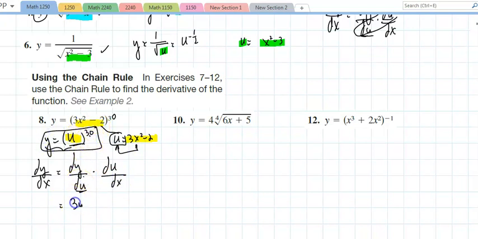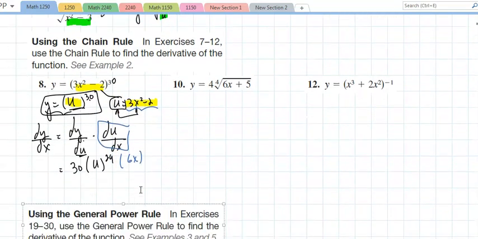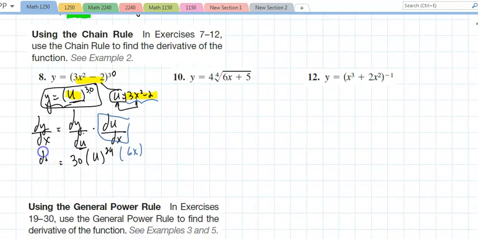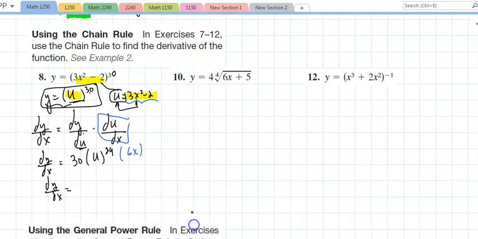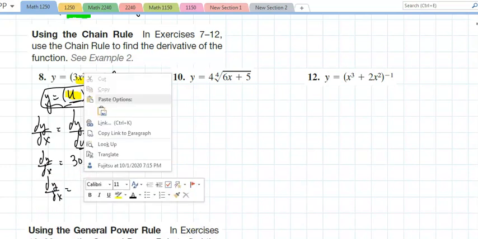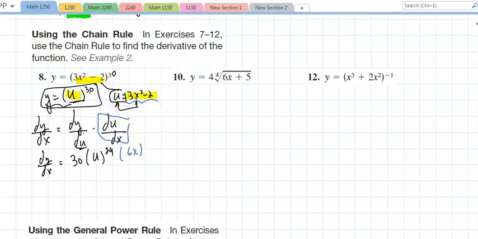Now, what's the derivative of this with respect to u? Bring the power down, subtract 1 from the power. There it is. And what is the derivative of u with respect to x? What's the derivative of that? Isn't that 6x? Get rid of u, and there, you've done it. So dy dx is going to be 30 times.